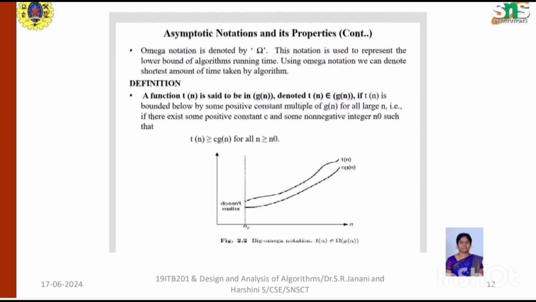That is, t of n is said to be in omega of g of n, denoted t of n belongs to omega of g of n, if t of n is bounded below by some positive constant multiple of g of n for all large n. Here a practical curve is given which expresses t of n. Here it is greater than or equal to c g of n for all n greater than or equal to n naught. And here a practical diagram is given where the lower bound is expressed.